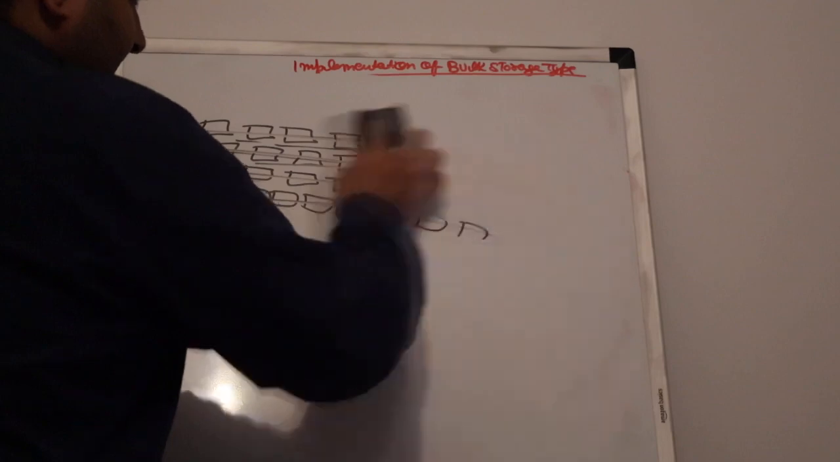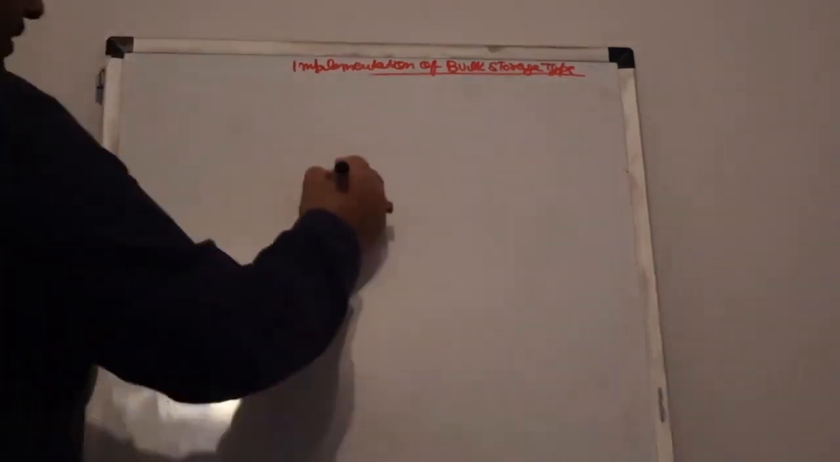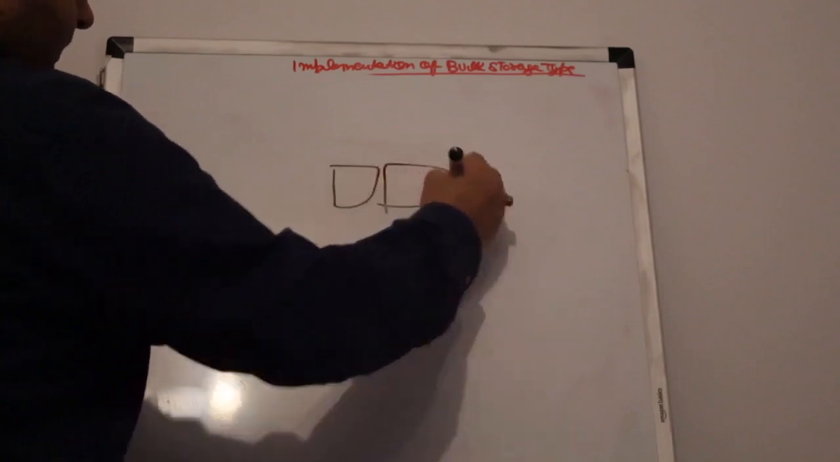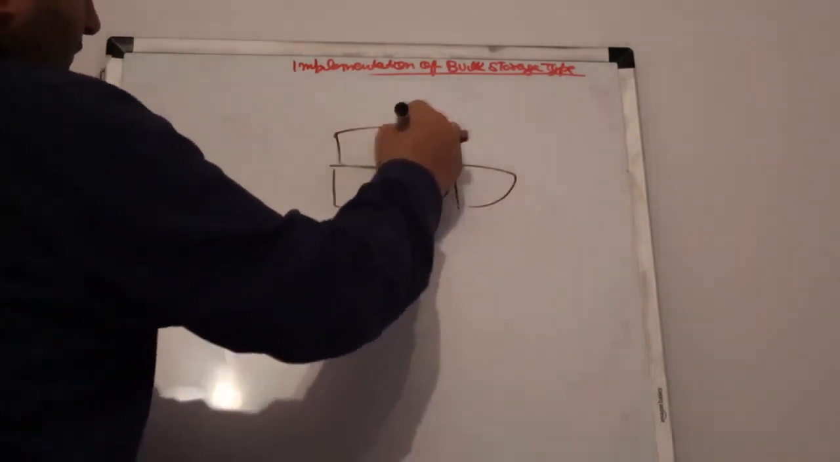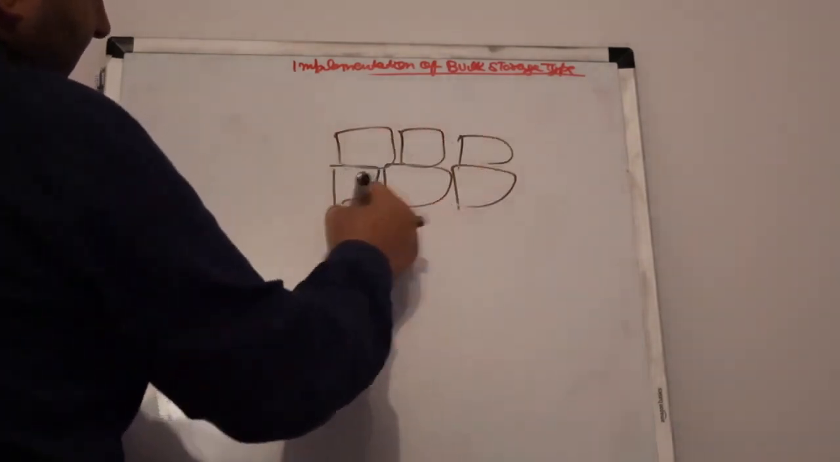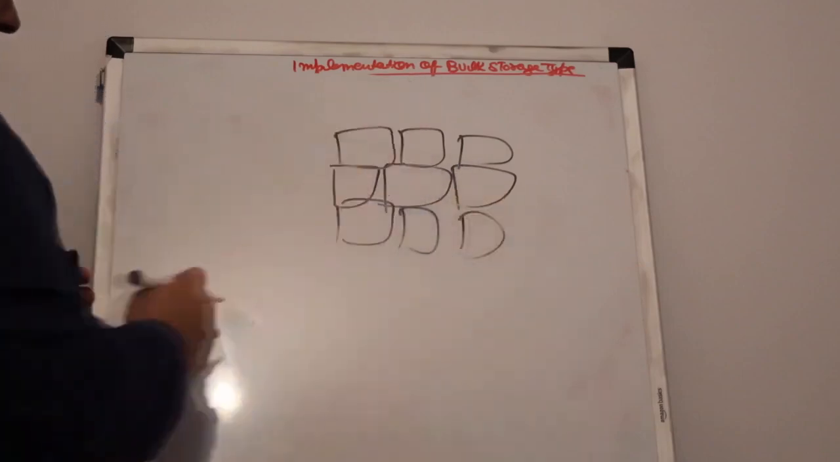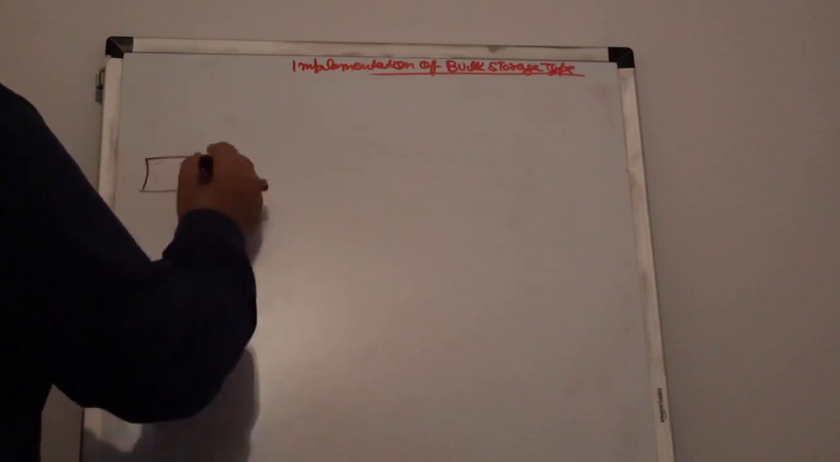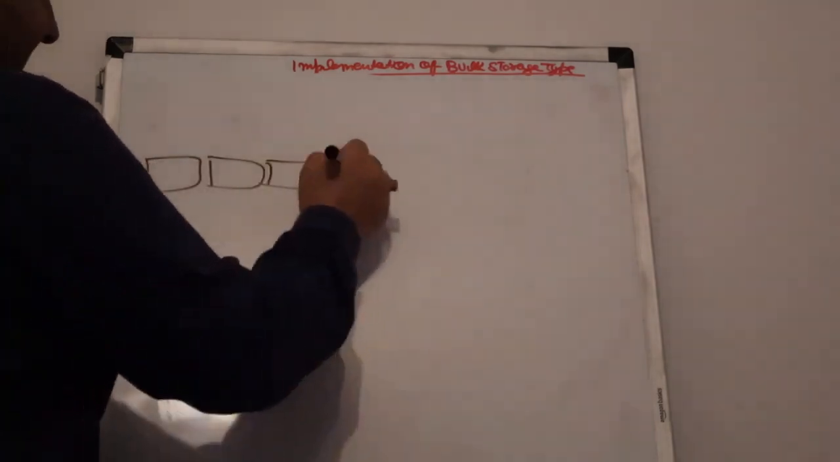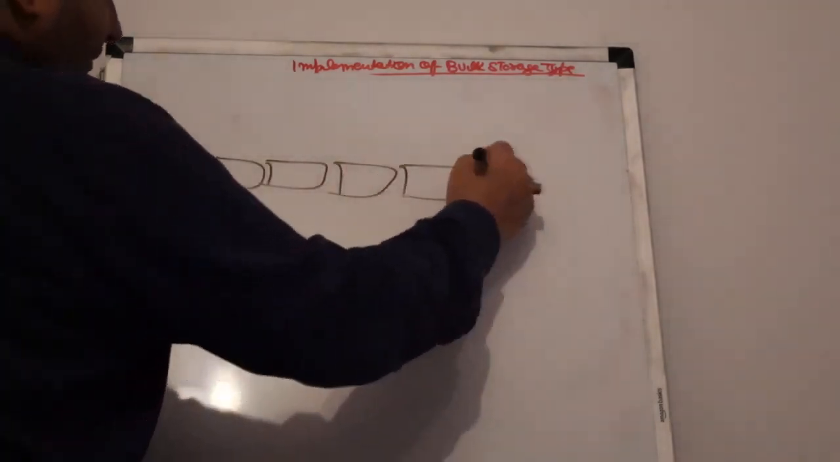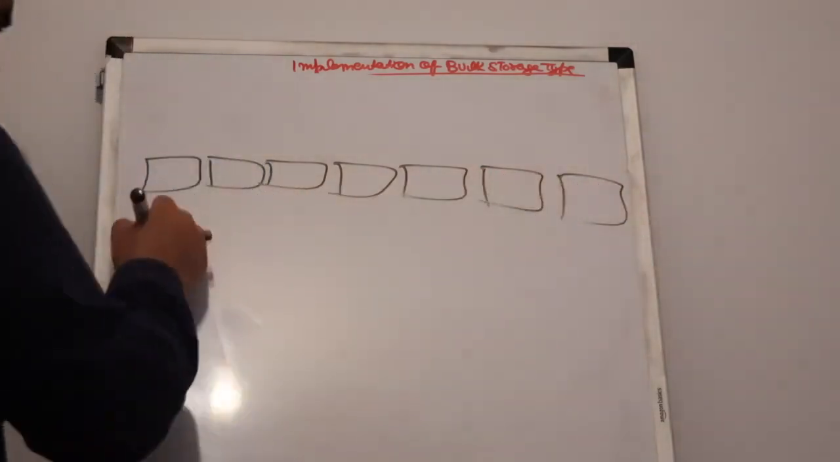In the first example, I showed you how we put the bags in the bulk storage type on top of each other, like this. This is on top of. In this example, when we have the bags in row form, how do we count this?